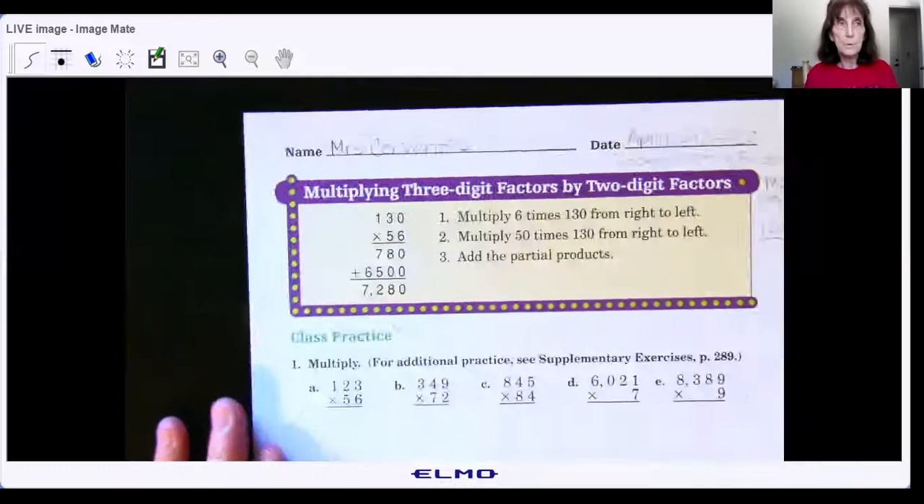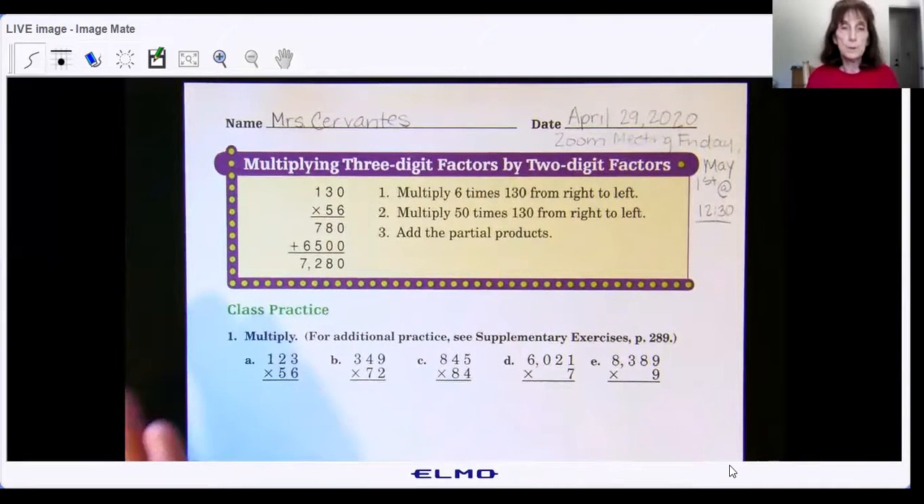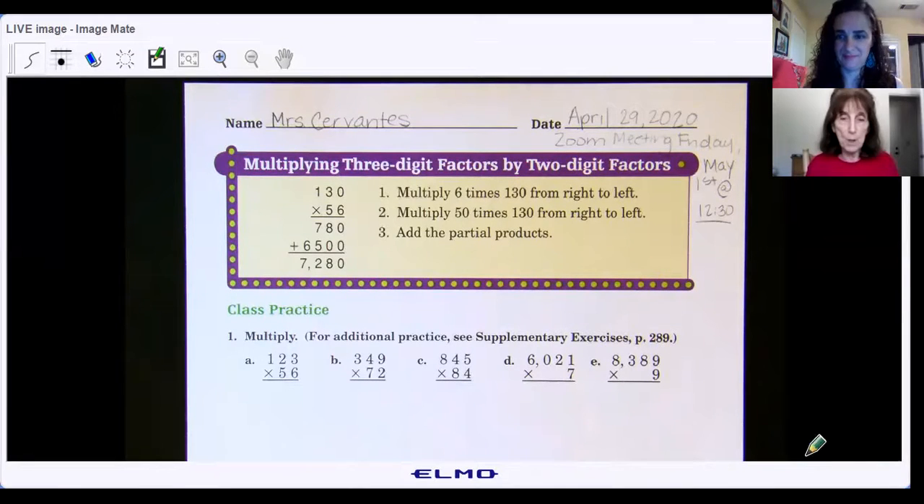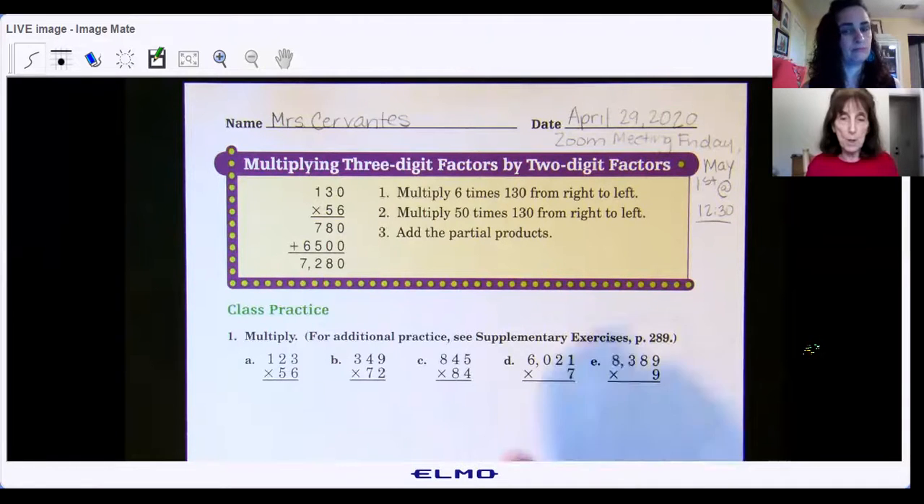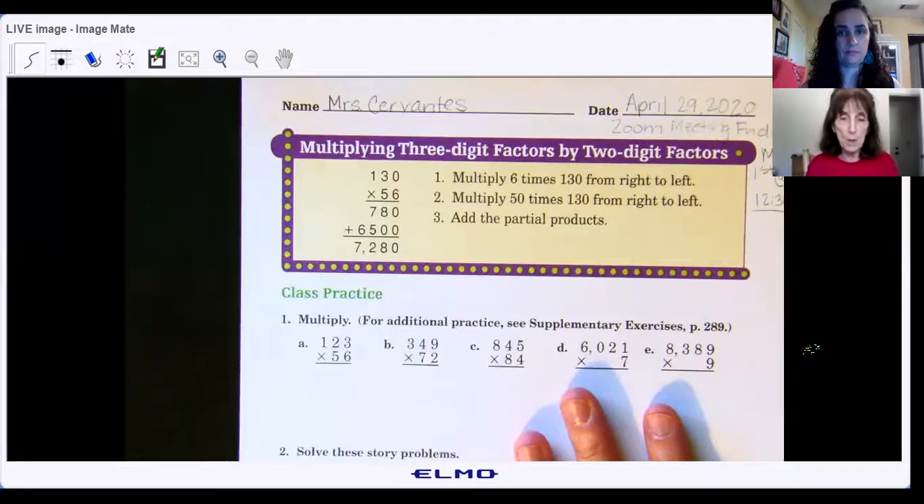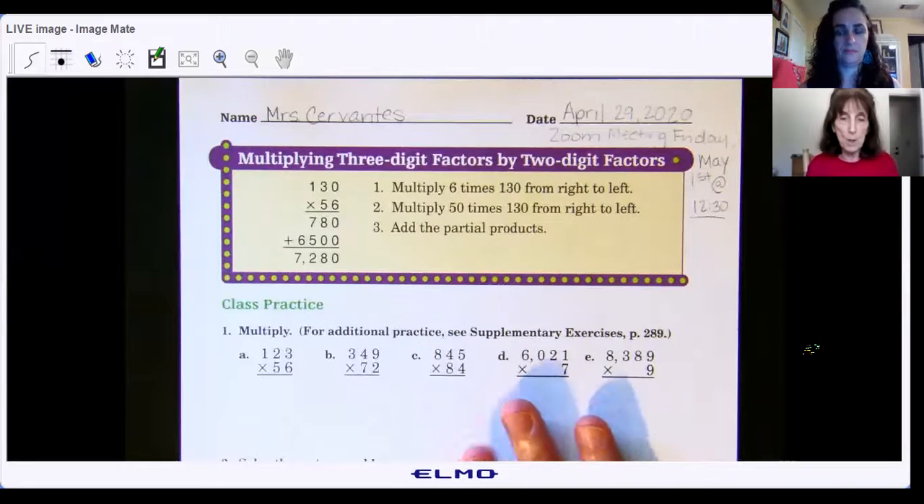Good morning, everybody. I hope you're all doing well. And we're going to start multiplying by 3-digit factors by 2. Like Ms. Simone says, we did 2 by 2 the other lesson. Now we're going to do 3 by 2. And it's the same way. You guys know your multiplication facts, so this is not going to be hard for you. It's just a matter of lining it up in the right place.